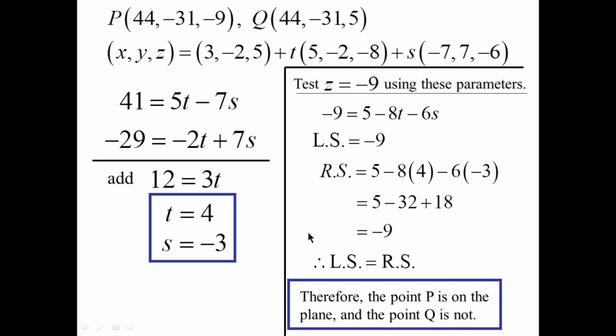From this we conclude that the left side, which was minus 9, equals the right side, which is minus 9, and it follows, therefore, that it worked. And so P is on the plane, but Q cannot be. It's not possible that Q is on the plane because we worked already with 44 and minus 31. The parameters are like this. It has to be minus 9. So we can reach this conclusion.